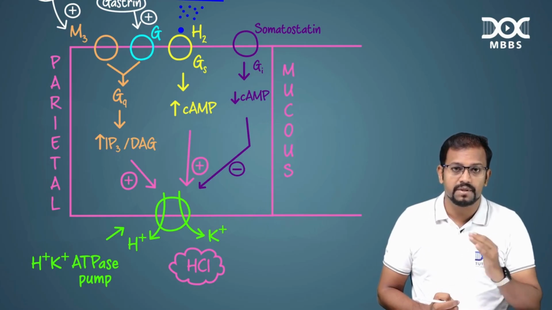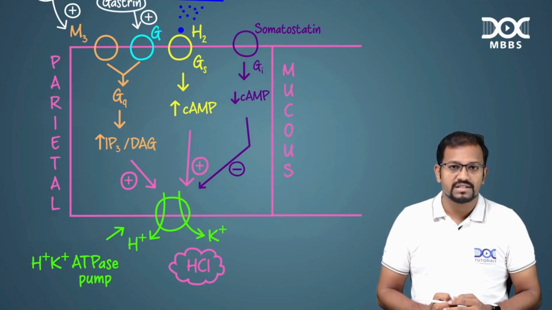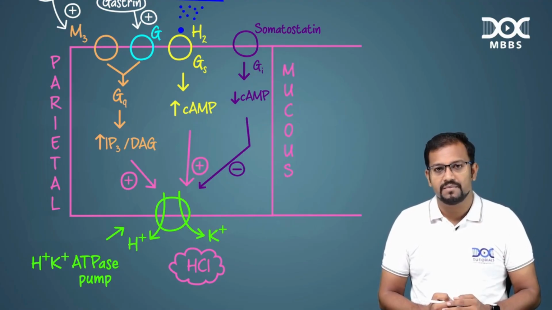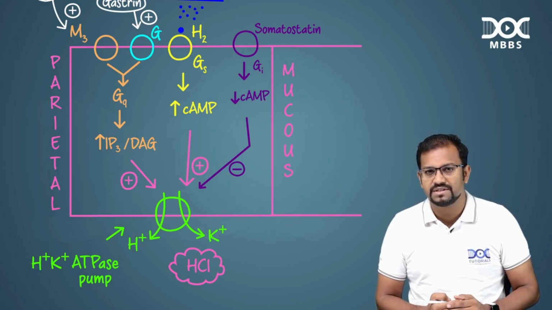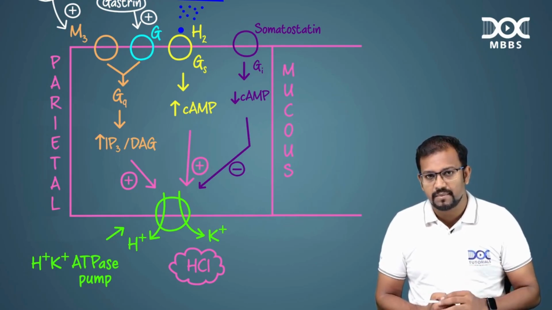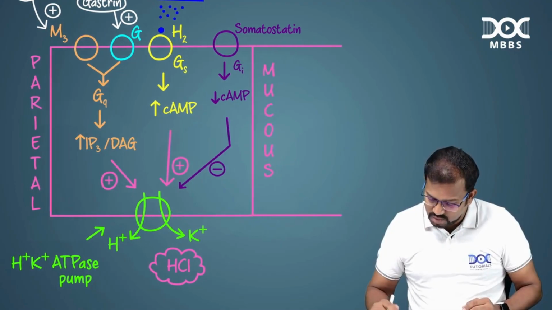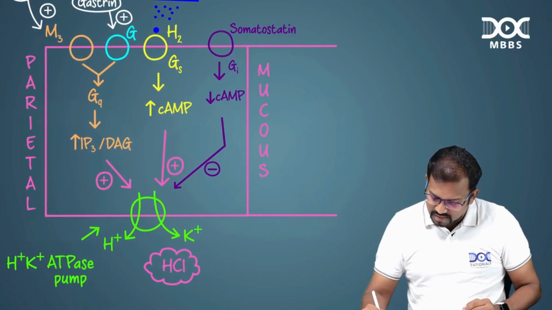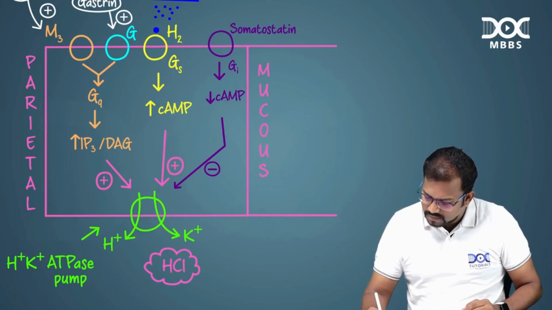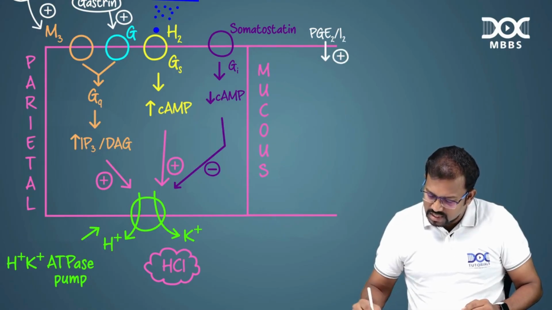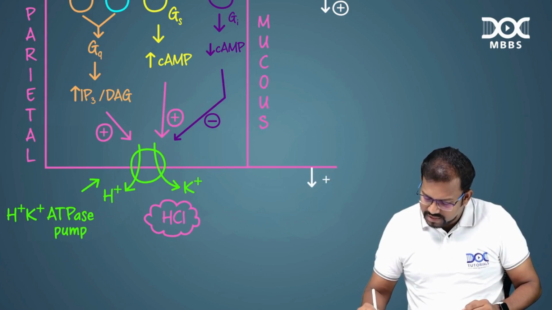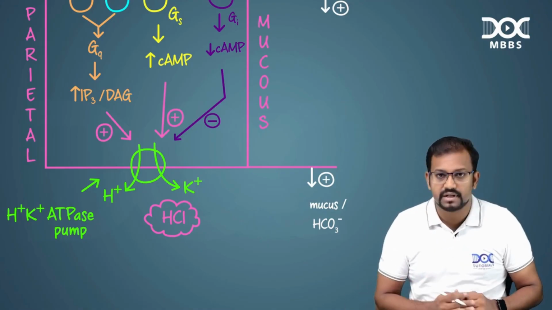Apart from that, we have one major mechanism that is not done by the parietal cell, guys. That is done by the mucous cells. And what is that? The synthesis of mucus and bicarbonate. What is going to be the primary stimulus of the mucus and bicarbonate secretion? Prostaglandin E2 and prostaglandin I2. We have PGE2, prostaglandin E2, and prostaglandin I2. Both tend to stimulate the mucous cells. Thereby, from the mucous cells, what is going to be released? Mucus and bicarbonate. Both these things are going to be released.